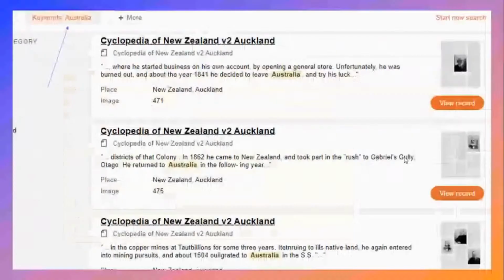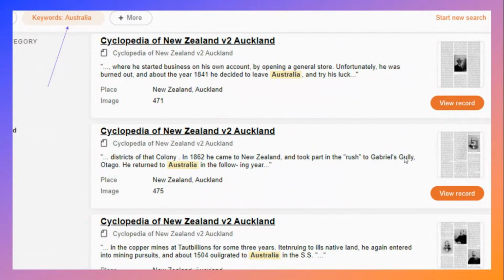And you can see with the arrow, I've just used Australia as a keyword. I could put Queensland or Victoria or whatever I was looking for. But what this found for me was a number of people who had arrived in Australia and ended up in New Zealand. So if you thought they were always in New Zealand and couldn't find their shipping, it may be because they first arrived in Australia, and there's no record of that apart from the fact that they then lived their life in New Zealand.